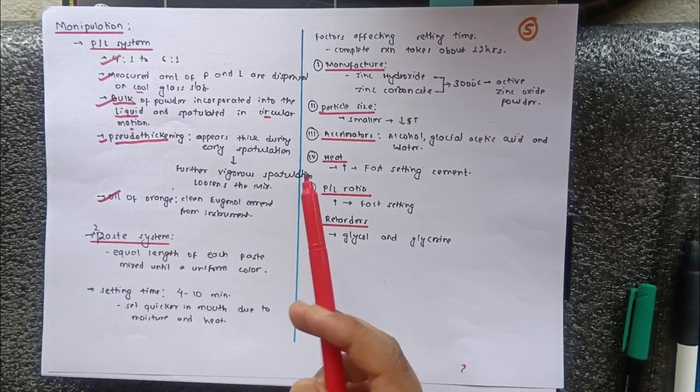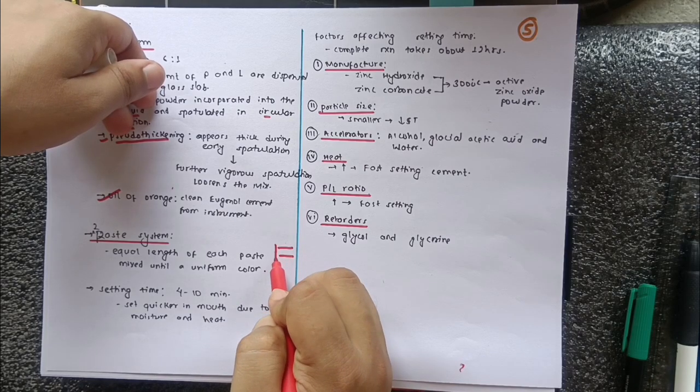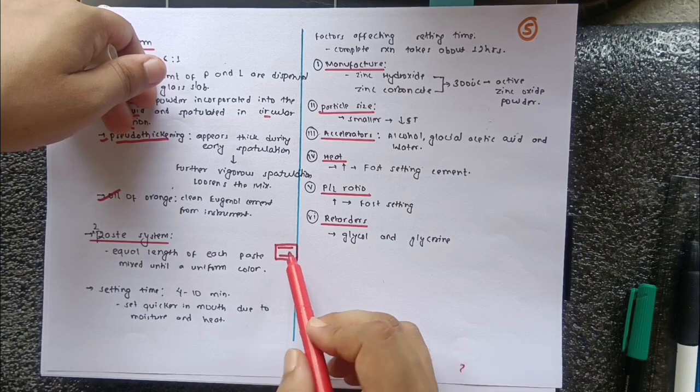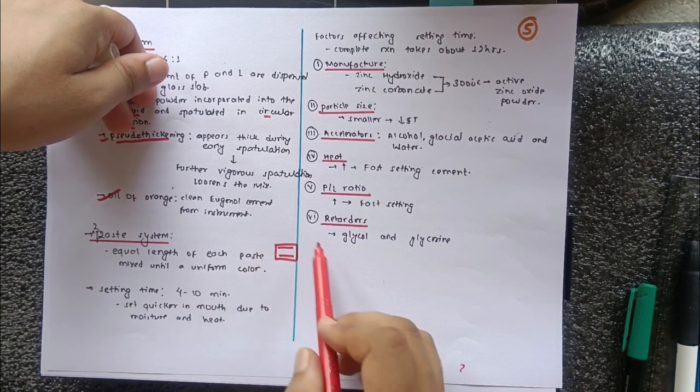After that, I have written the two paste system. For the two paste system, what we do is take equal length of both the pastes, base and catalyst. So we take the equal length of both pastes, and we should mix that.